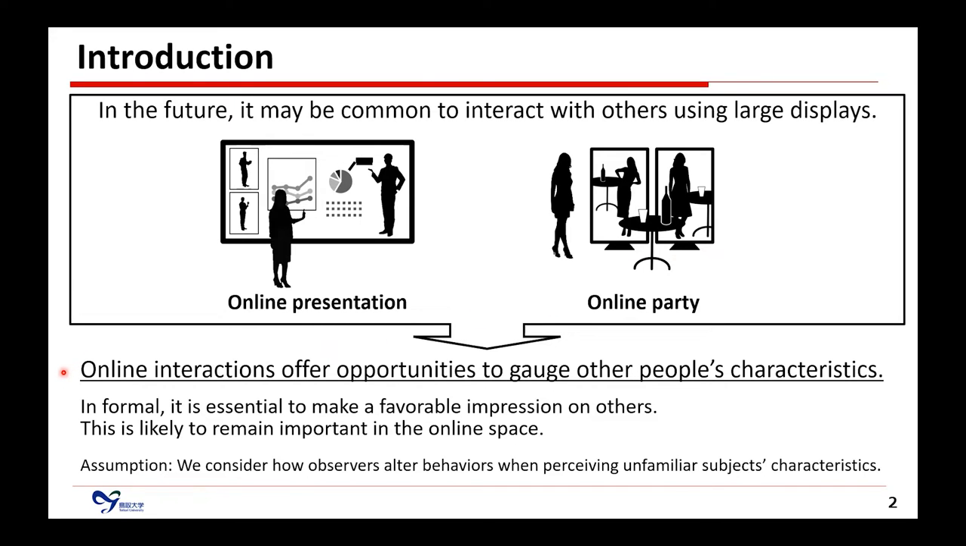Future online interactions will offer opportunities to gauge other people's characteristics. In formal settings, it's essential to make a favorable impression on others. This is likely to remain important in the online space. In this study, we consider how observers alter their behavior when perceiving a familiar subject's characteristics through display images in a formal scenario.